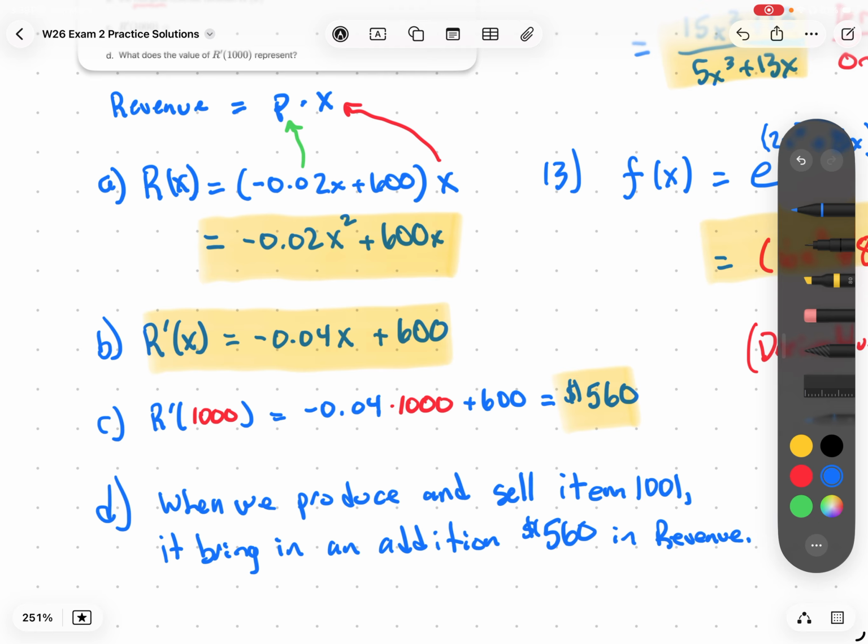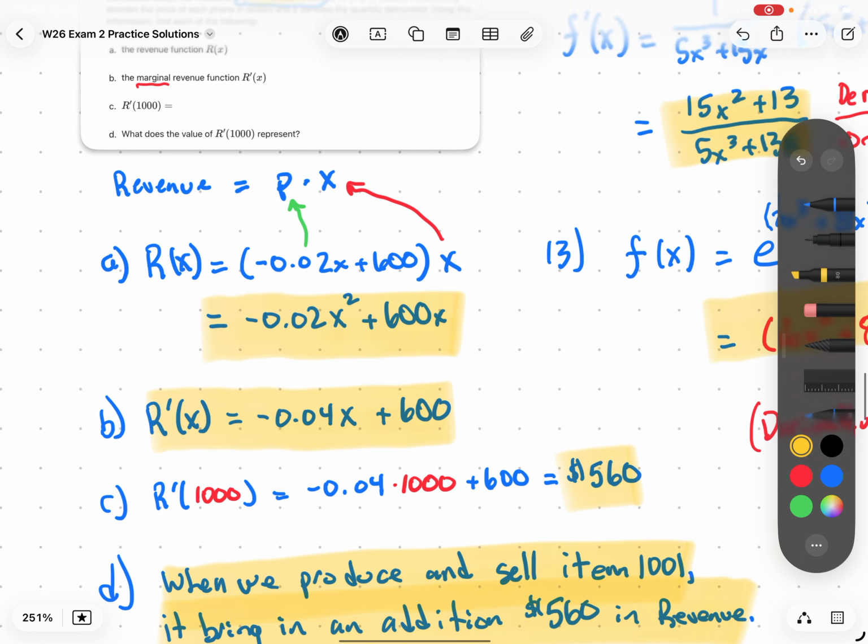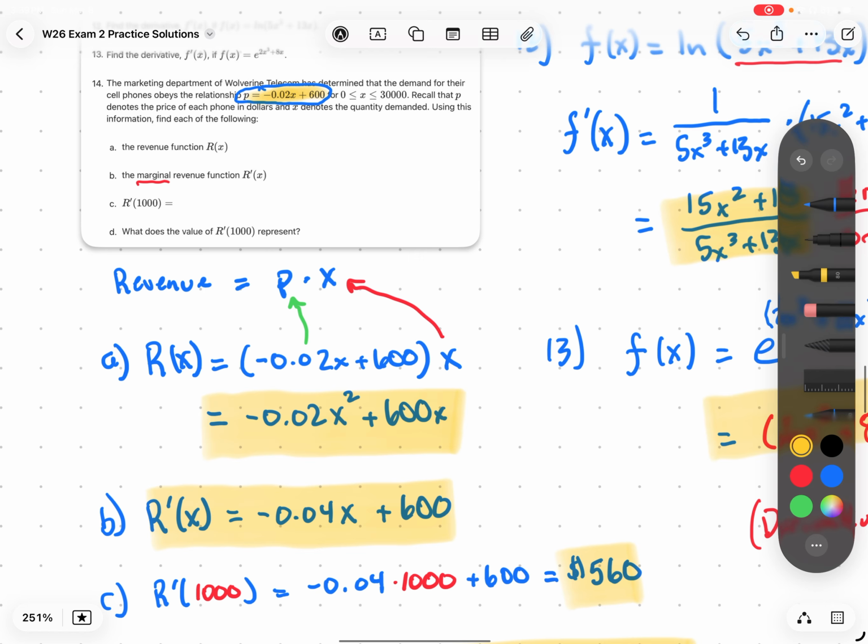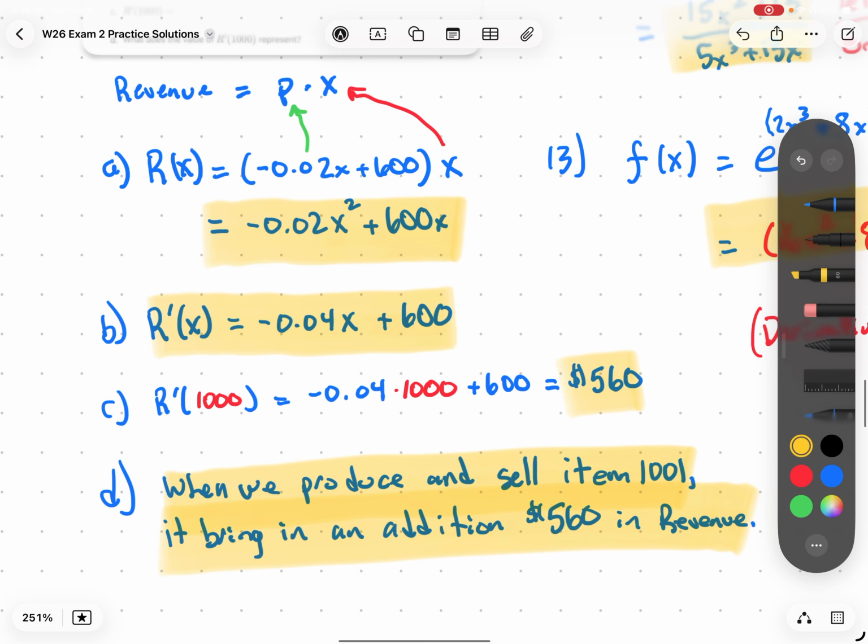So it might be beneficial to make another item and sell it because we're still going to bring in $560. Now, the bigger picture here is revenue is just one piece of the puzzle. We also have costs, and you'd have to subtract off the cost to see if you still have profits coming from that. But in terms of this question, when you plug in 1,000 and you get an answer of $560, it means that the 1,001st item would bring in $560 of revenue. This question was actually about selling cell phones. So if I made that 1,001st cell phone, it alone would bring in $560 in revenue.